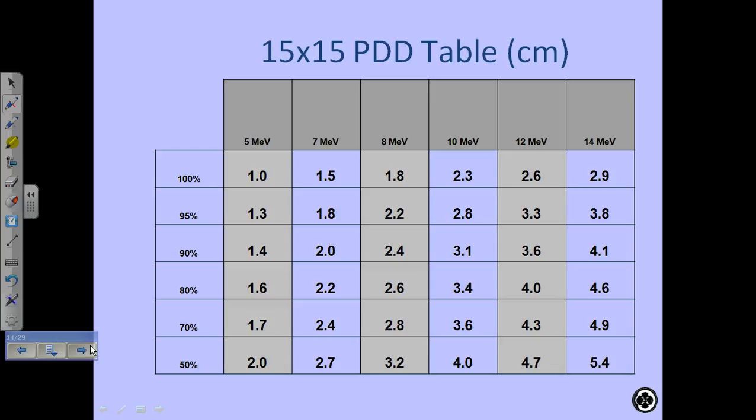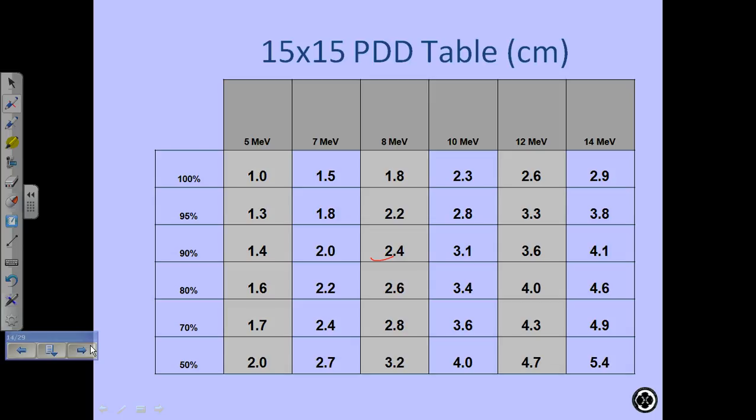Typically doctors prescribe to the 90%, so if they know that the tumor is 2.4 cm deep, then they select 8 MeV to treat that tumor. If they want to be more sure that they're going to treat it, they might go to 10 MeV because that goes even deeper. That's how this table works.